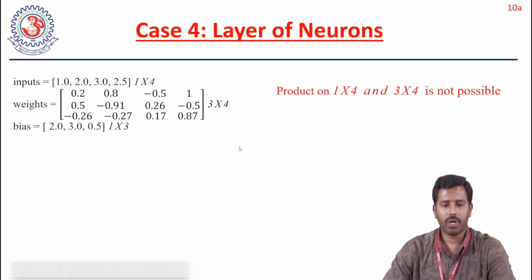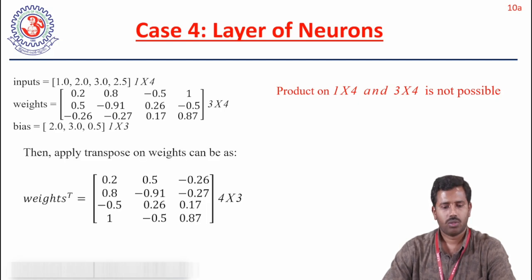For that purpose, you have to apply the transpose on the weights, so that the weight dimension 3 by 4 becomes 4 by 3. The input dimension is 1 by 4, so 1 by 4 will be multiplied with 4 by 3. So the final output becomes a vector with the dimension 1 by 3. After applying the transpose on the weights, the 3 by 4 dimension becomes 4 by 3. Everyone knows the rule to perform a transpose, nothing but interchanging the rows and columns.